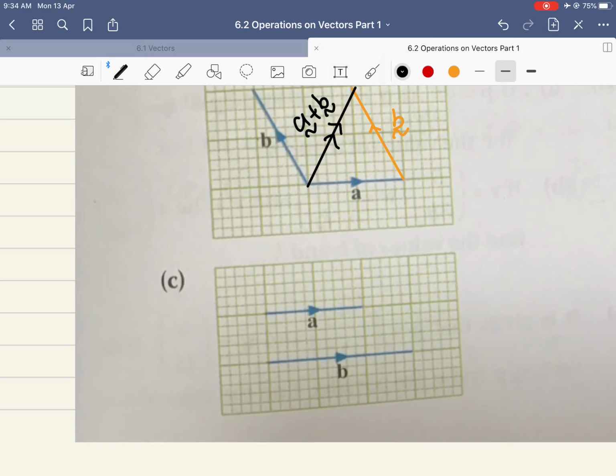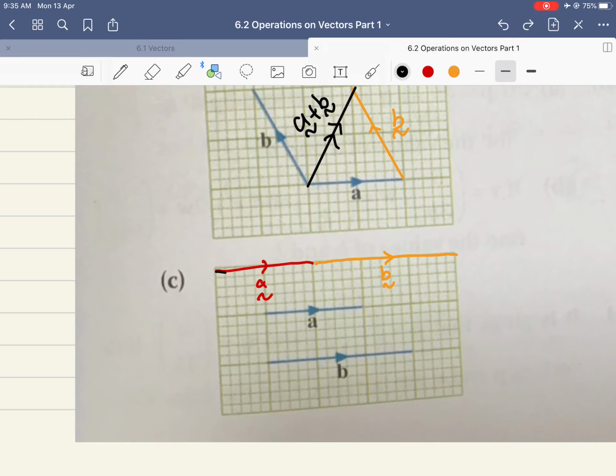So A and B, let me just redraw both of these vectors. For part C, I start with vector A. Let me draw it in red. Vector A is like this. Then if I want to add it to vector B, I draw it like this. My resultant vector, I just superimpose over this. The resultant vector of A plus B goes from here all the way to here.